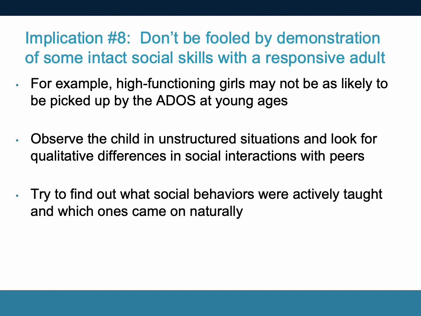The next implication is to try not to be fooled by some intact social skills with a responsive adult. Now, many of us were delighted when we see this good social raw material. We want to see that, and our bias in wanting to see that could cloud our judgment. And it's quite possible that really bright girls are going to show their best selves in some of the diagnostic contexts we tend to use, at least in the clinical world, such as the Autism Diagnostic Observation Schedule, where we are one-on-one with a child with a structured set of activities.